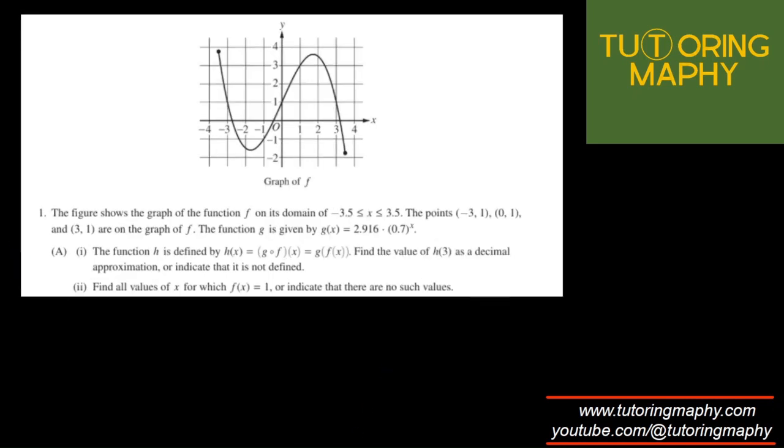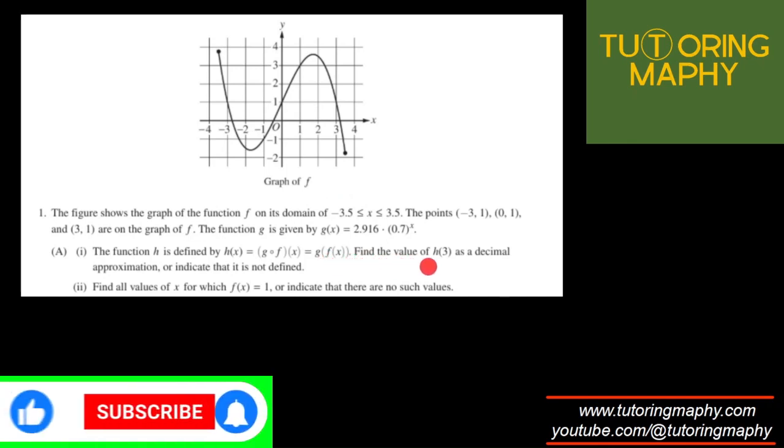So in this question, it says that the figure shows the graph of the function f on its domain of -3.5 to 3.5. The function g is also defined by this exponential function. The function h is now defined as a composition, g of f of x. We have done such questions earlier in the practice videos. Find the value of h of 3 as a decimal approximation or indicate that it is not defined.